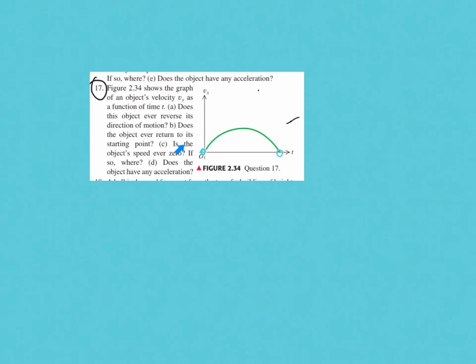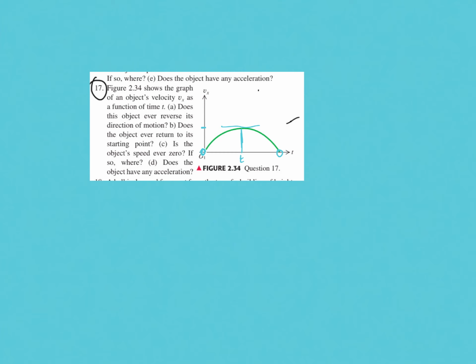C. Is the object's speed ever 0? Yes, the speed is 0 at this point. At this point, the slope is 0, so the speed is 0, or the velocity is 0. If so, where? Well, here, at this time t. At this time t, when he is at the maximum position far away from O, does the object have any acceleration? Oh, this is a good question.